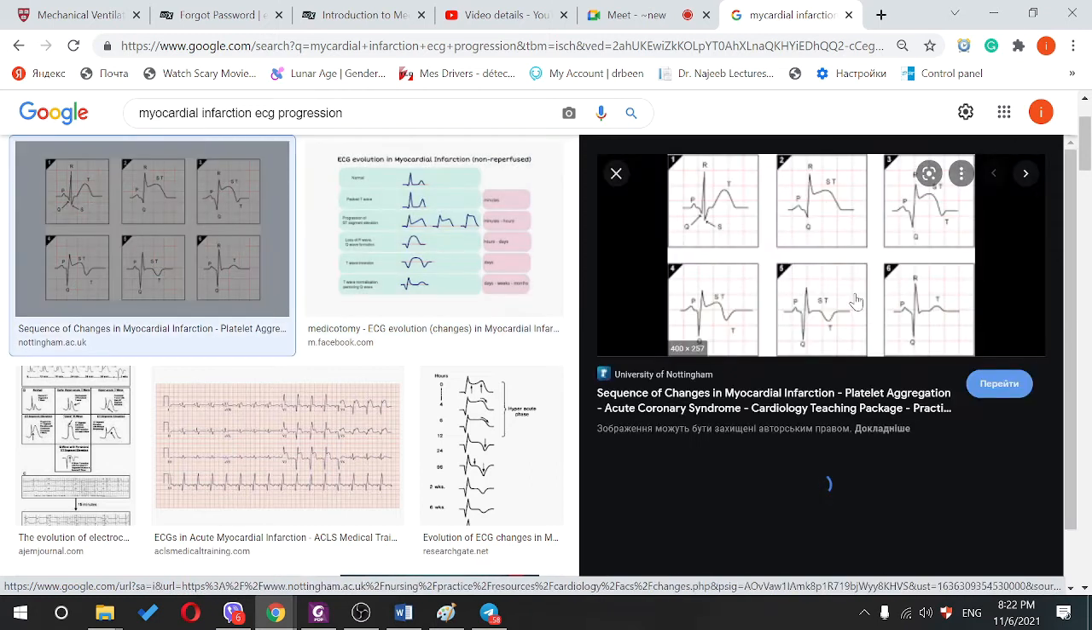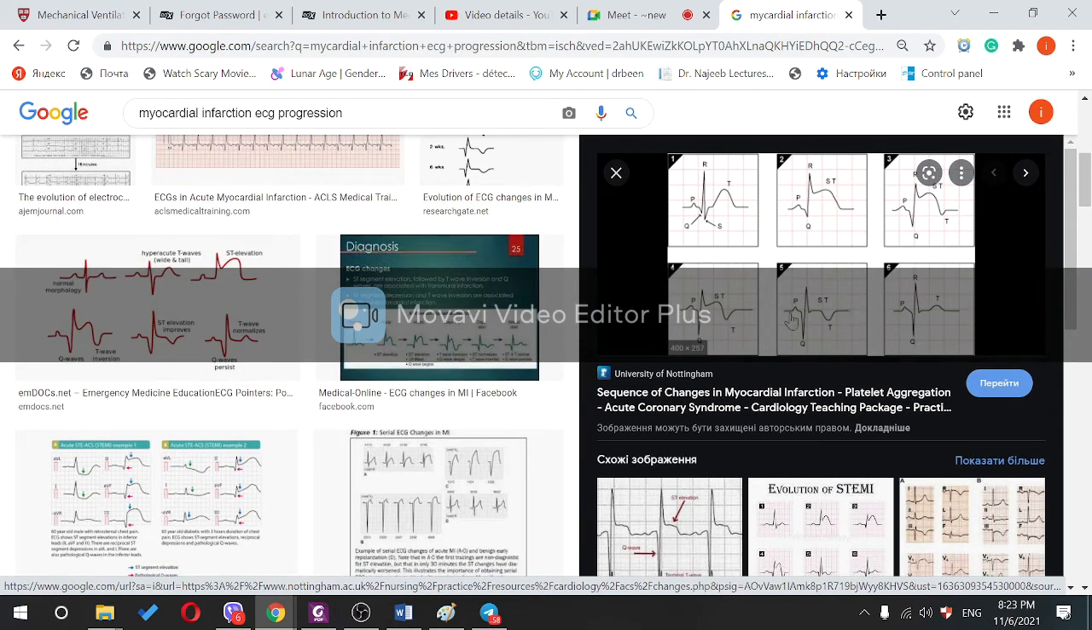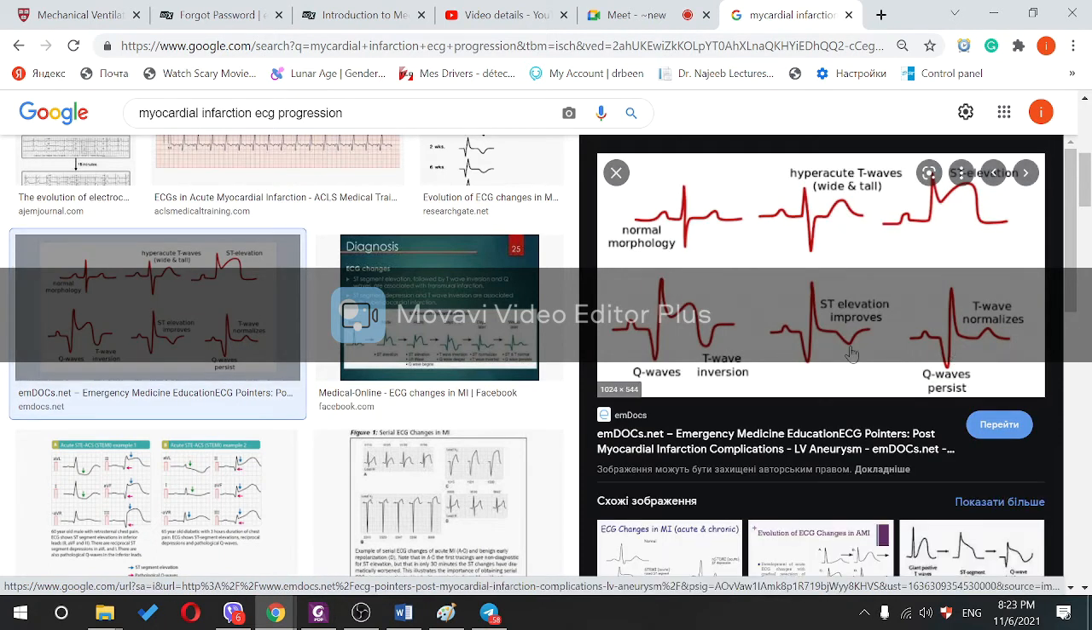Again, peaked T wave, inversion. Big T wave means what? Acute. Inverted means it is happening after multiple days that you are checking the ECG.